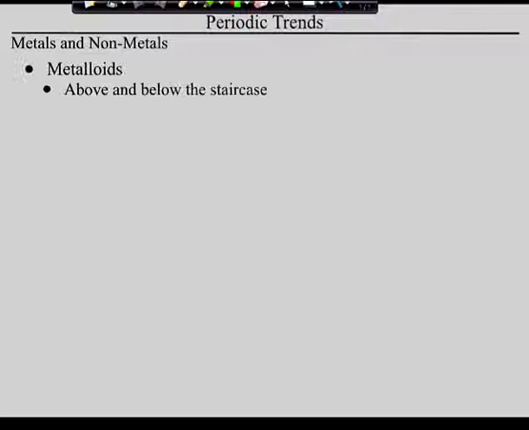Now guys, understand that when we say above and below, we don't mean diagonal. So for example, carbon is not a metalloid. It's above or below. So boron, aluminum, silicon, germanium, arsenic, antimony, beryllium, and polonium.